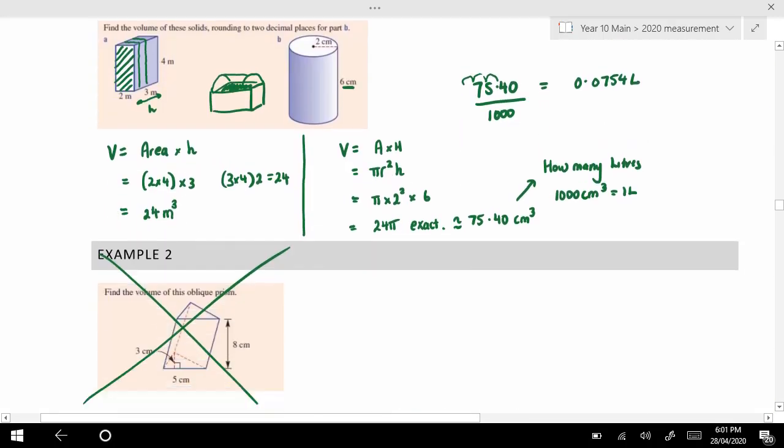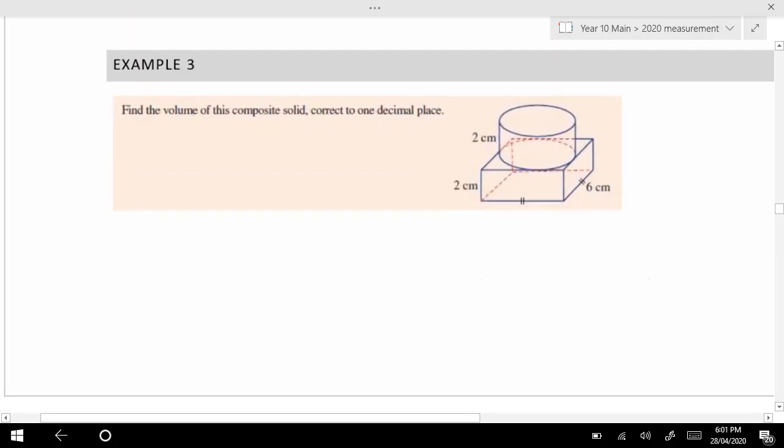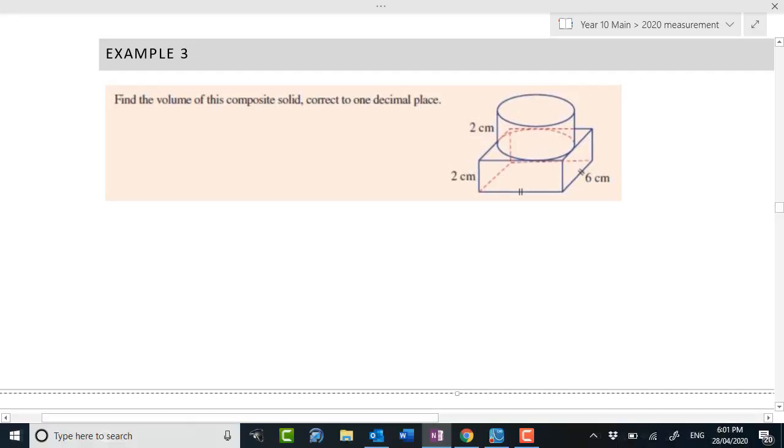All right, so now we're going to have a look at some composite shapes. And of course, this one involves, just remember, we want to find the volume of this entire shape. How much does it take up? Well, we've just got to break it up like we have before.